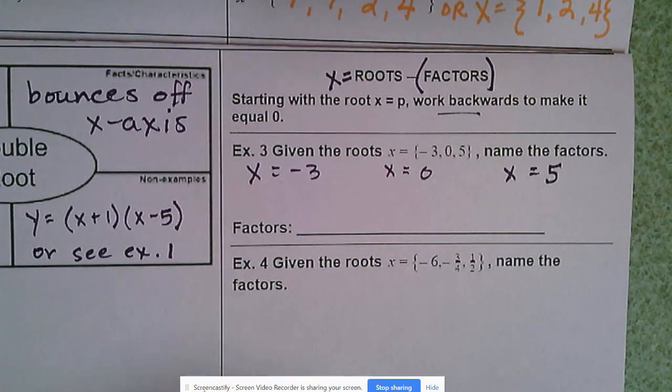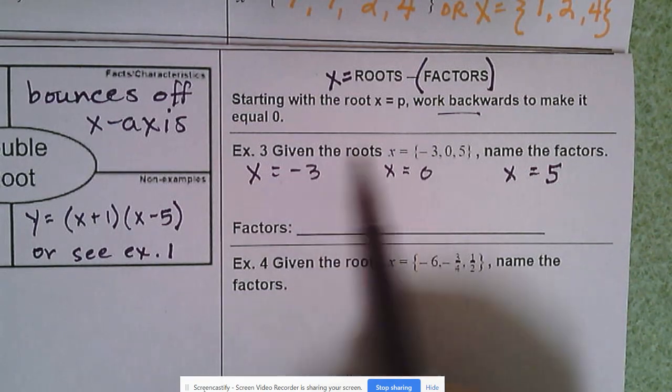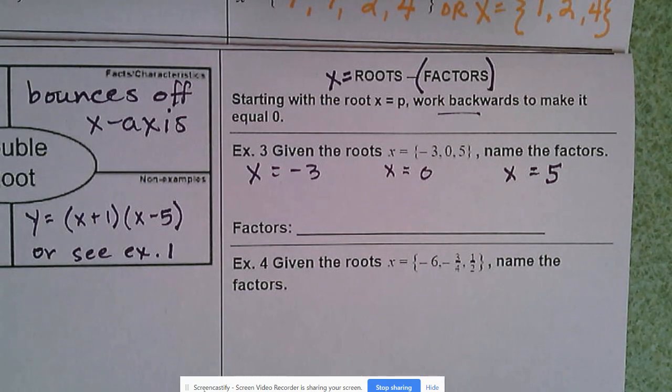Okay, so that's what that list means. x equals -3, x equals 0, and x equals 5. Now, those are solutions. Before, we were looking for those. This time, I'm giving them to you, and you're trying to figure out the factors that they came from. So we're going to work backwards.